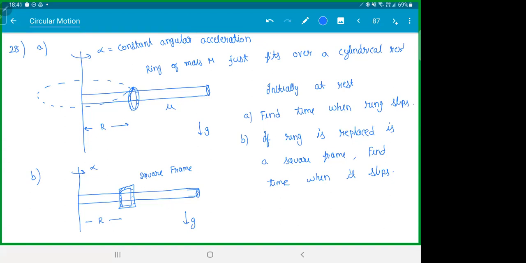So the answer, root of mu g r by alpha? No, that is not the answer. You're forgetting something. How will this ring look in the first place?